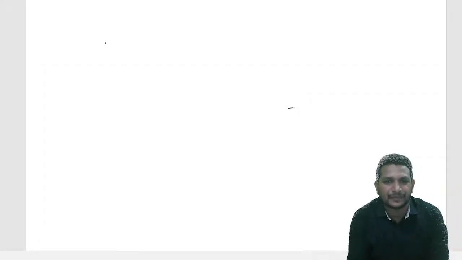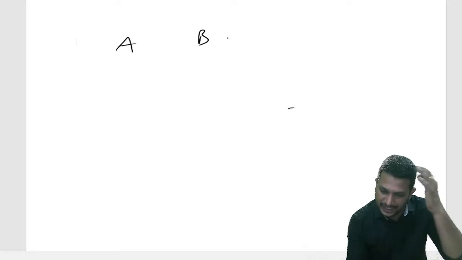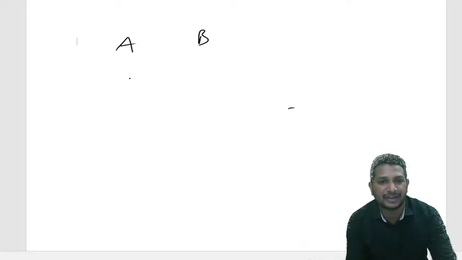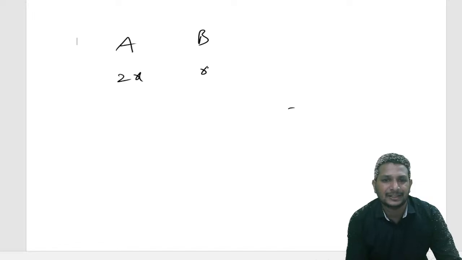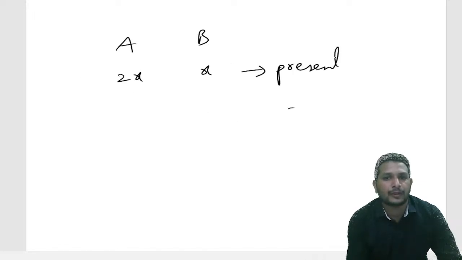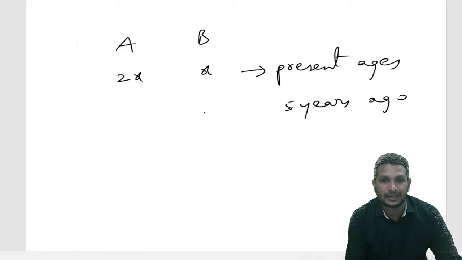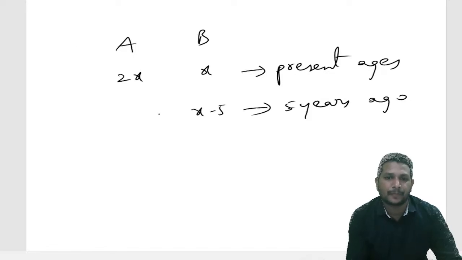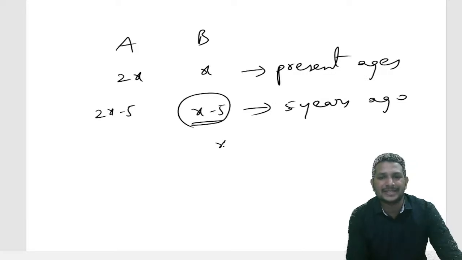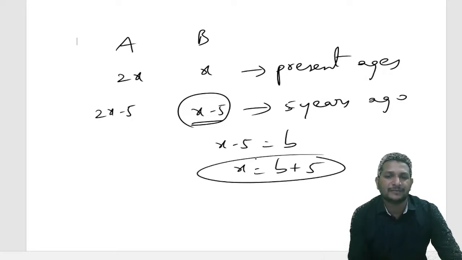So over here, A and B are the 2 persons, right? A is twice that of B. So 2x and x. These are the present ages. But 5 years ago they mentioned. 5 years ago means what? They become 2x minus 5 and x minus 5. But they mentioned that 5 years ago B's age is how much? b, right? So the value of x is b plus 5.